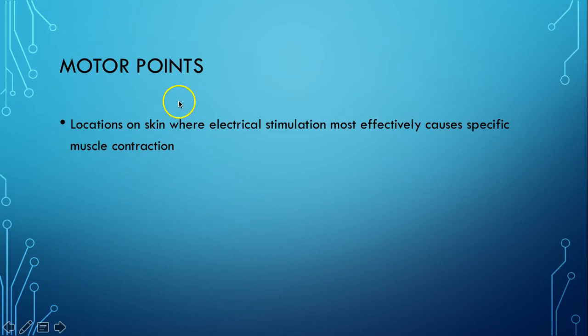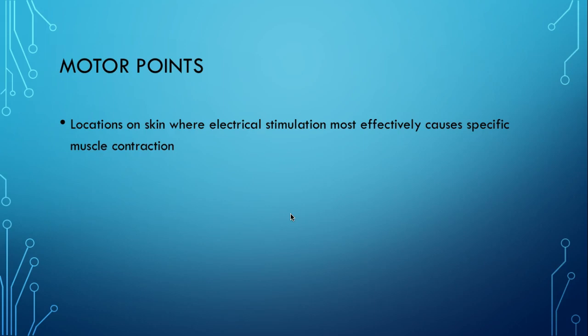We also can use electrical stimulation on motor points, and these motor points are locations on skin where the electrical stimulation most effectively causes specific muscle contraction. And again, we have a lab scenario where you'll get to try this with your patients, and we have different motor point charts that you can look at.